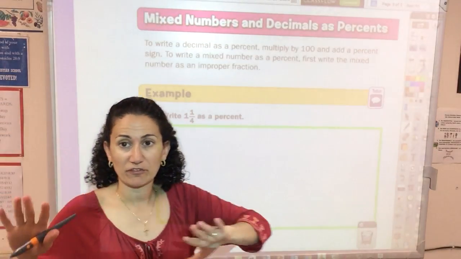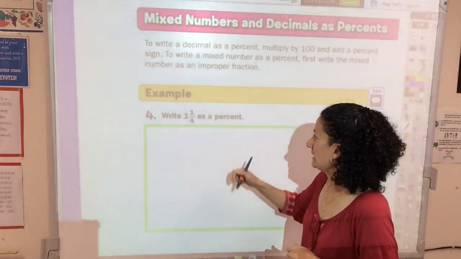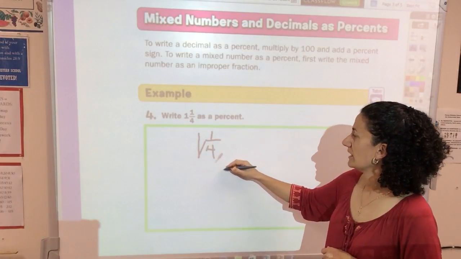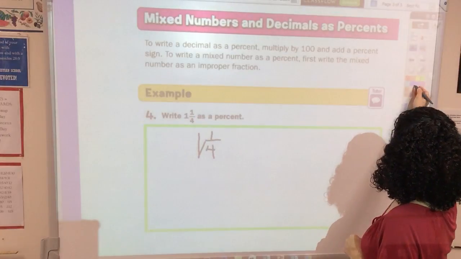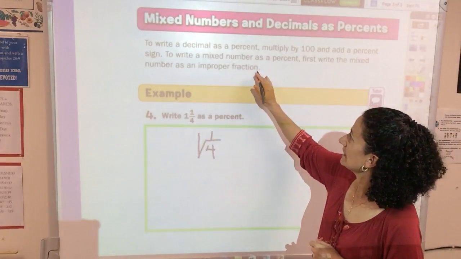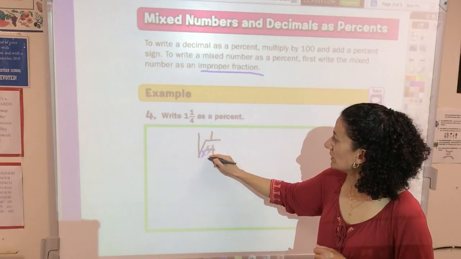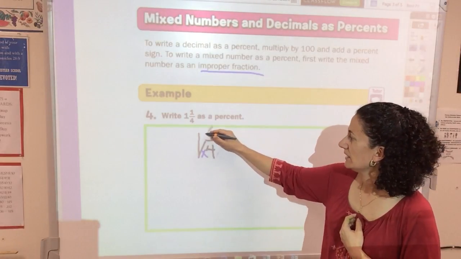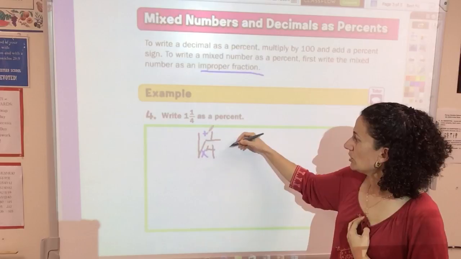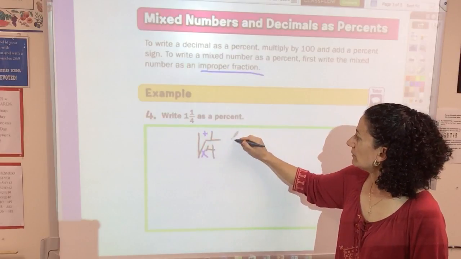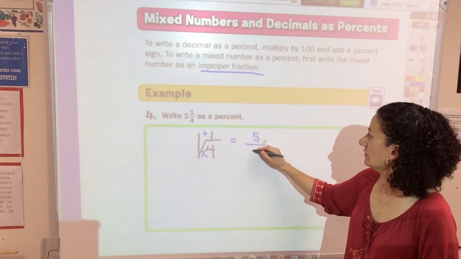Okay, this is not my preferred method, but I'm going to show you anyway. So what I would do is first I would write 1 1/4 as an improper fraction. This is already a mixed number. So to do that, I'm going to multiply the whole by the denominator and add the numerators, because what I have here is 4/4 and 1/4. So that would give me 5/4.